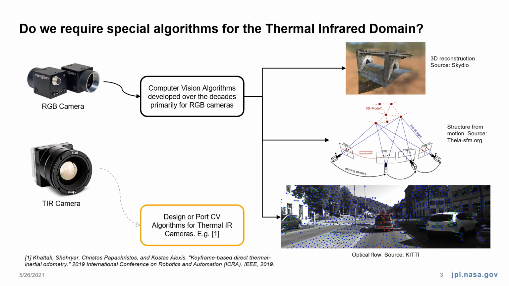Therefore, there has been work on porting algorithms to the thermal infrared domain. However, if we can bridge the gap between the thermal infrared and RGB domains, we can potentially remove the need to port each and every algorithm. So this is our contribution. In this work, we present a calibration algorithm which assists the downstream application to satisfy the photometric assumption.